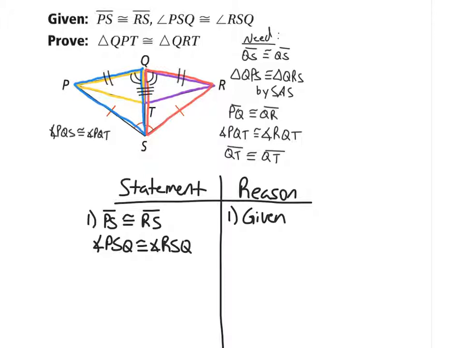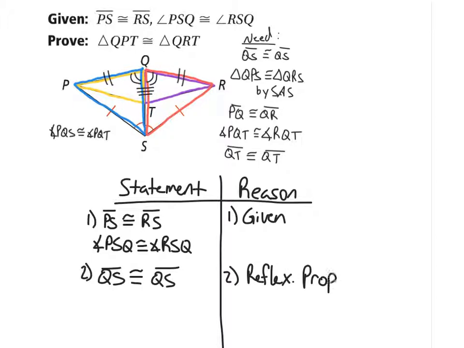Next, going through our plan, what else did we need? Oh, we did get that far. What was our first thing we said? The two large triangles. So we want the two large triangles to be congruent. What is the missing piece for that? Line segment QS. So statement number 2 is that line segment QS is congruent to line segment QS. And how do I know that? That is the reflexive property. Excellent.